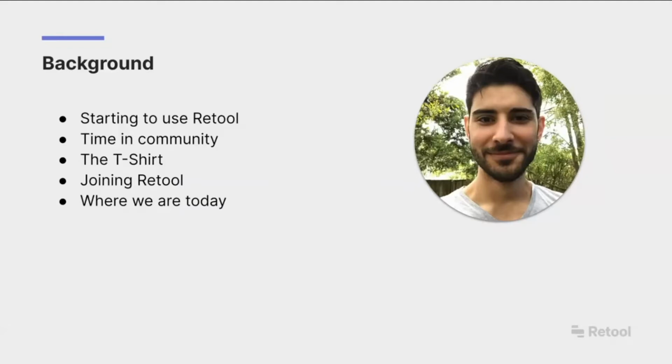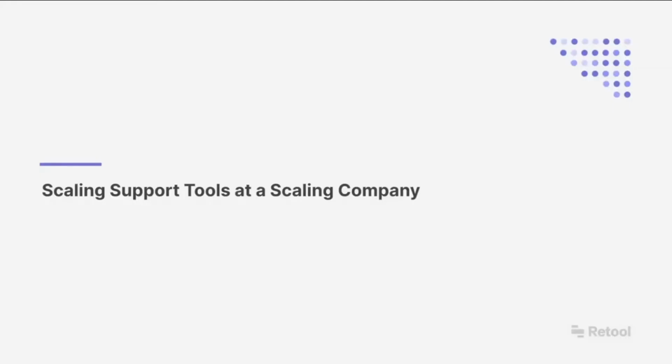Today, we've grown the support team up to 8 people, and we're planning on reaching around 14 by the end of the year. That means that I've seen what it takes to scale support workflows very, very quickly. At the same time, I've also personally helped a few thousand customers with building and improving their own internal tools. So I'd like to share my perspective on that.